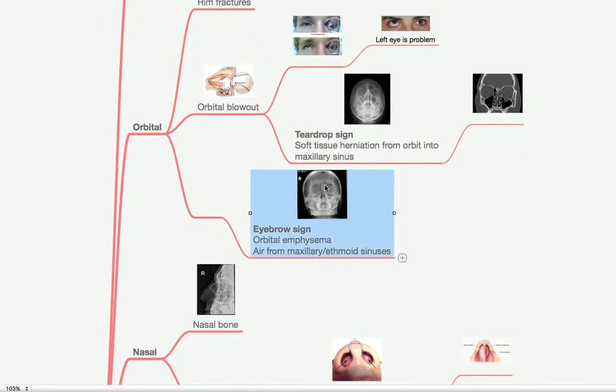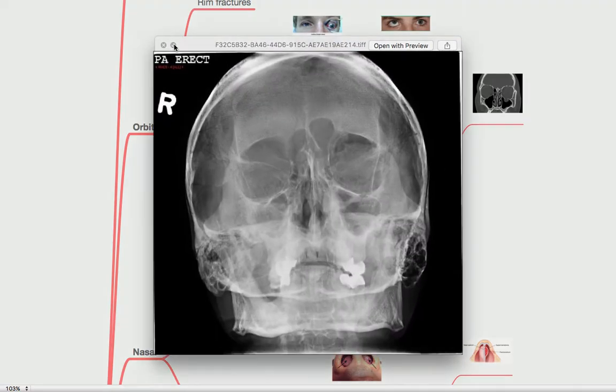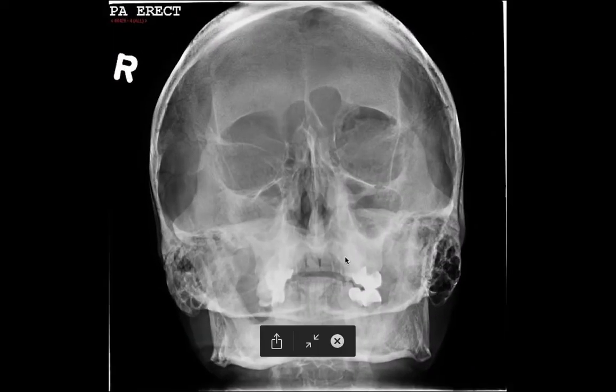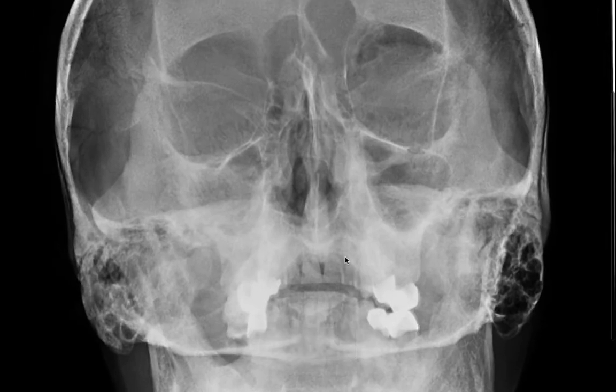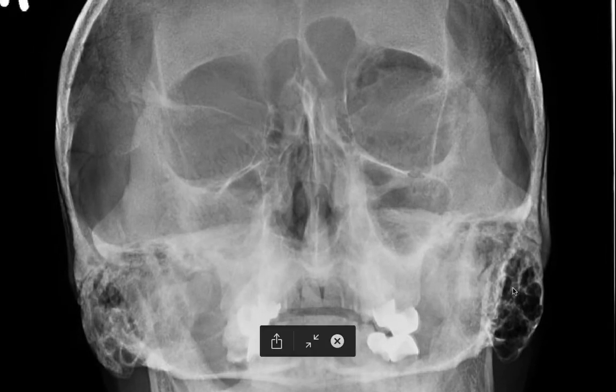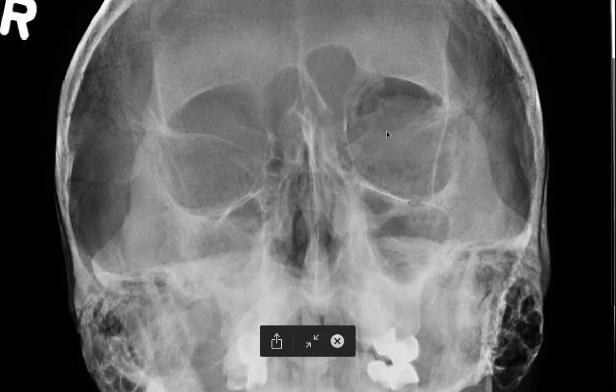Okay, the next thing remaining on the orbits is the eyebrow sign. Occasionally you can have air from a paranasal sinus or other area track into the orbit, and that can produce a kind of intraorbital emphysema. The way you can see that is to check for any increased signs of air within the orbit. Air will look much less dense than the surrounding tissue, and we can see here that that is the case.